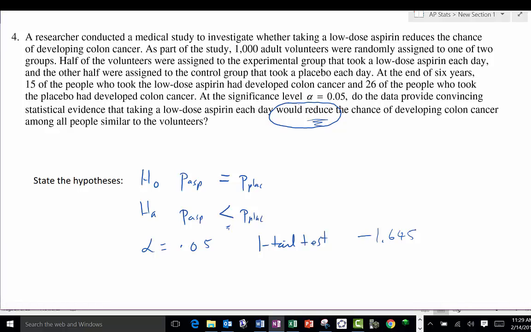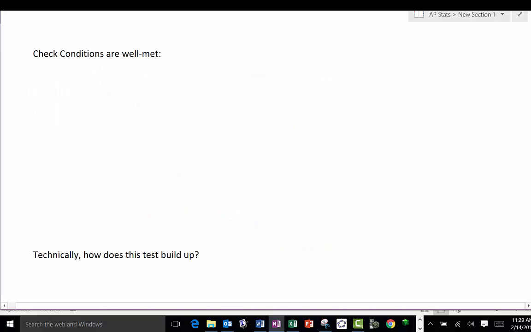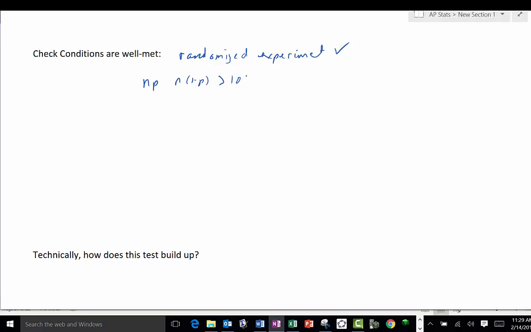Now we've got to figure out whether the conditions are well met to actually do the test. So this is a randomized experiment. Can we actually say for sure that the subjects were randomized? Well, it says in the question that they were. Also, technically, proportion is a count. It's a binomial distribution. We have to confirm that np and n(1 minus p) are bigger than 10 for both sets of proportions. Looking at the question, using the aspirin data, np would be 15, which is bigger than 10, and clearly n(1 minus p) would be the remaining 485. And for the other data we have 26 and 474. Definitely they're all bigger than 10, so that condition is met.